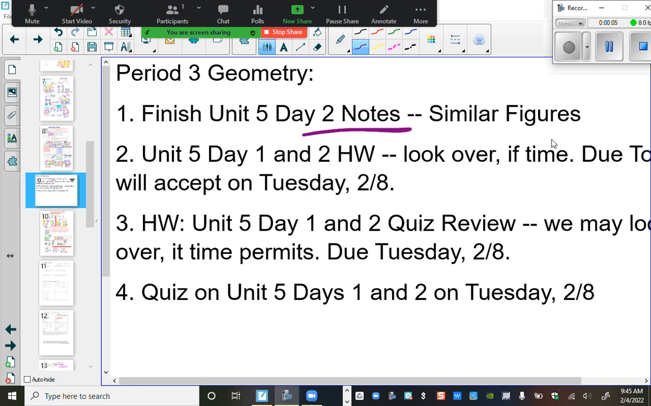So we're going to finish the day 2 notes, which is the similar figures. If there's time, we're going to look over the Unit 5 Day 1 and 2 homework, which could have been completed by today, but if you need it through Tuesday, I'm not going to penalize you if it's late. If you don't have that Unit 5 Day 1, 2 homework, you need to let me know before you walk out the classroom.